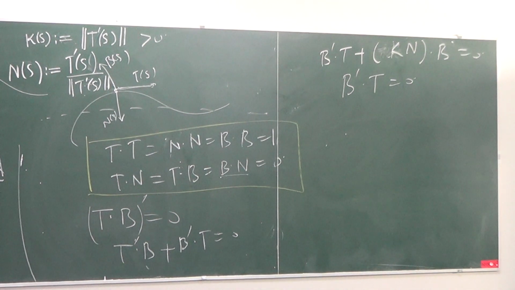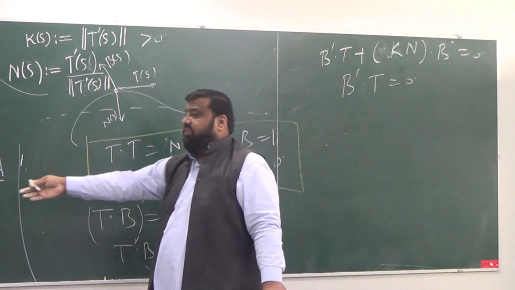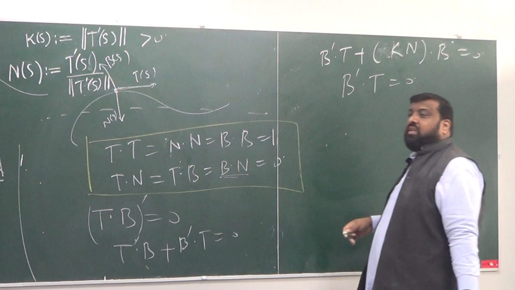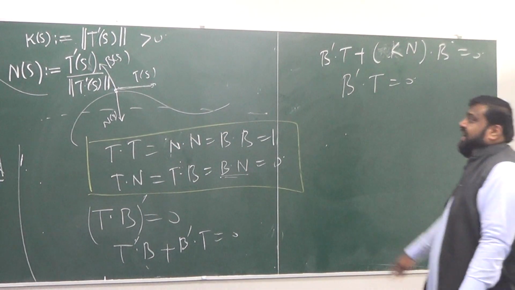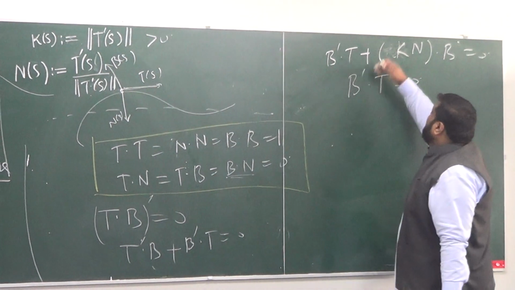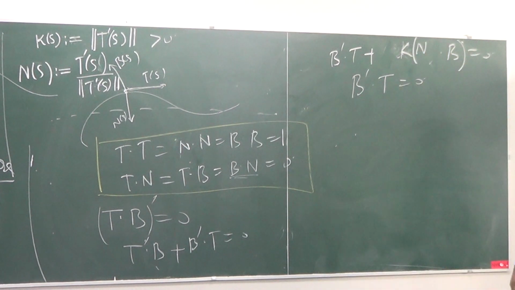We are not assuming that B dot N is 0; we are saying that they are indeed orthogonal to each other. That's what the definition is telling you. Here K is a scalar quantity, because it's a magnitude. K depends on S, and everything depends on S, so I can write it in this way. It's just a scalar quantity.